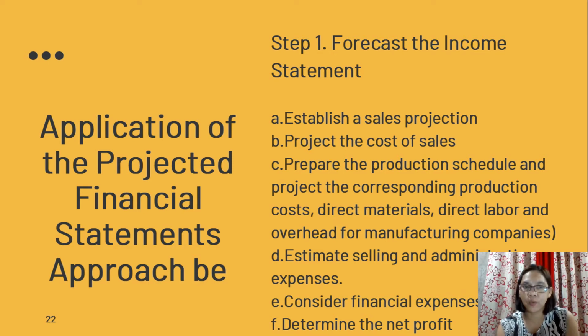So this is the approach used in the application of the projected financial statement. Step number 1, forecast the income statement. Establish a sales projection. Project the cost of sales. Prepare the production schedule and project the corresponding production costs, direct materials, direct labor, and overhead for manufacturing companies. Estimate selling and administrative expenses, and consider financial expenses and determine the net profit.